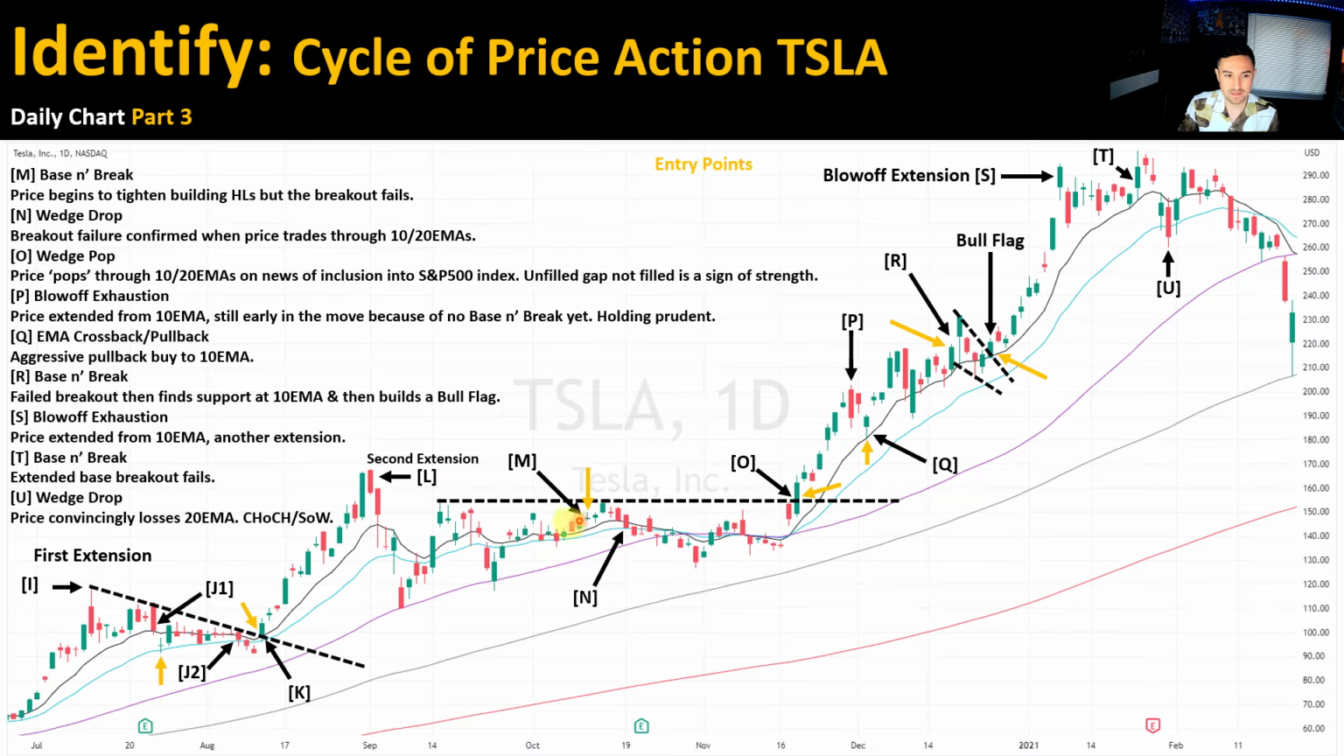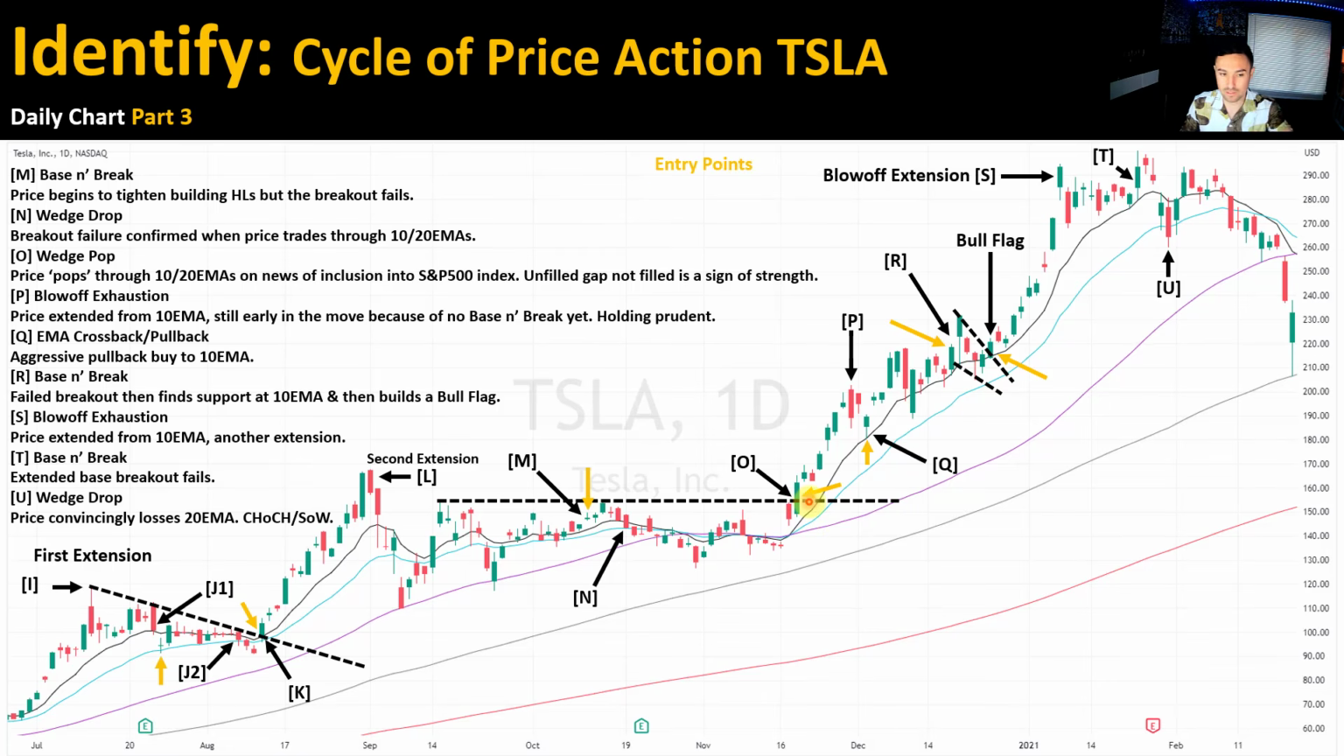So at point M, there's another base and break which turns around and fails. You are going to have failed trades. At point N, there is then a wedge drop. So see how it closes down through the 10 and the 21 EMA. Then at this point here, O, this is where it wedge pops. So see how it's underneath the 10, 21 and 50. And then here it actually wedge pops up.